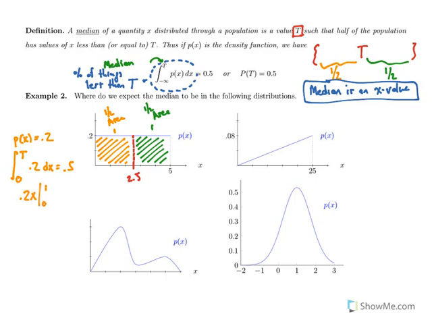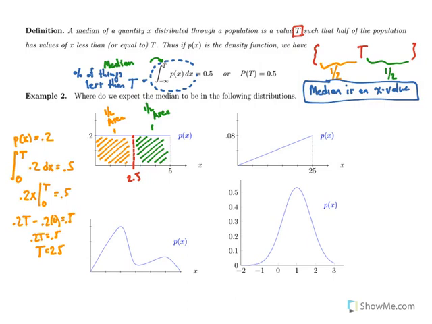0.2x evaluated from 0 to t is equal to 0.5. 0.2t minus 0.2 times 0 is equal to 0.5. 0.2t is equal to 0.5. t is going to be equal to 2.5. That's what we mean by solving that equation. And we'll do some more example problems like that in the next video.